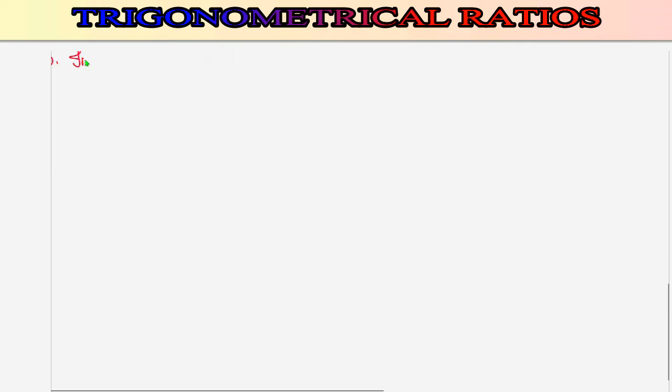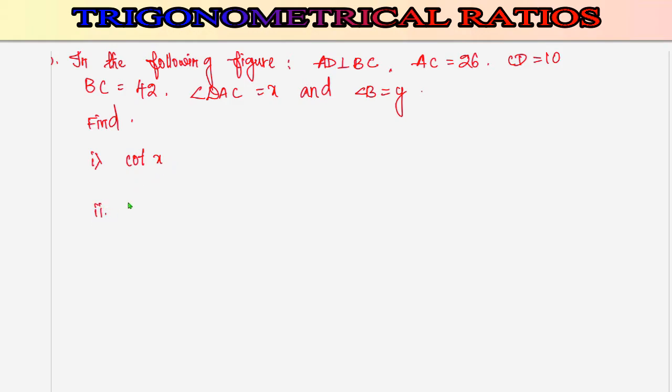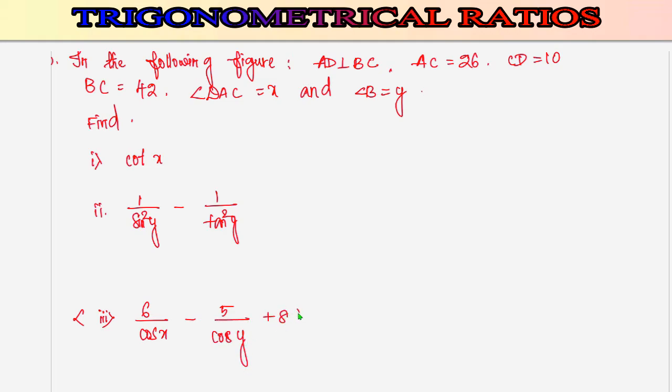The 20th one, in the following figure, AD is perpendicular to BC and they have given AC is equal to 26, CD is equal to 10, BC is equal to 42, angle DAC is equal to X and angle B is equal to Y. We need to find the first one, cot X, and the second one, 1 divided by sin square Y minus 1 divided by tan square Y, and the third one, 6 divided by cos X minus 5 divided by cos Y plus 8 tan Y.